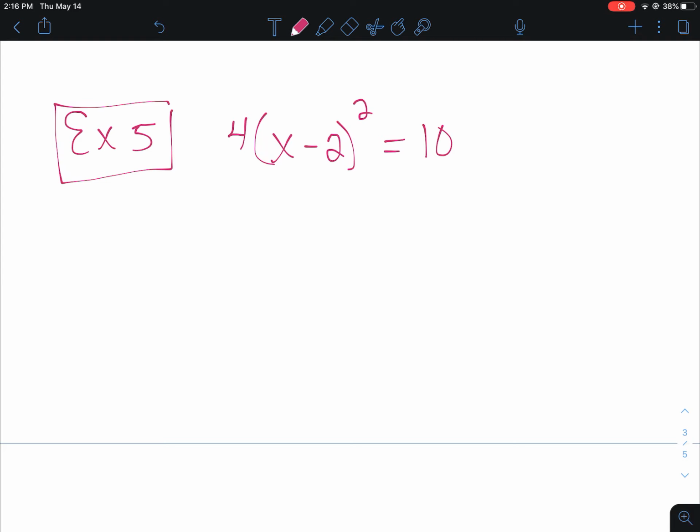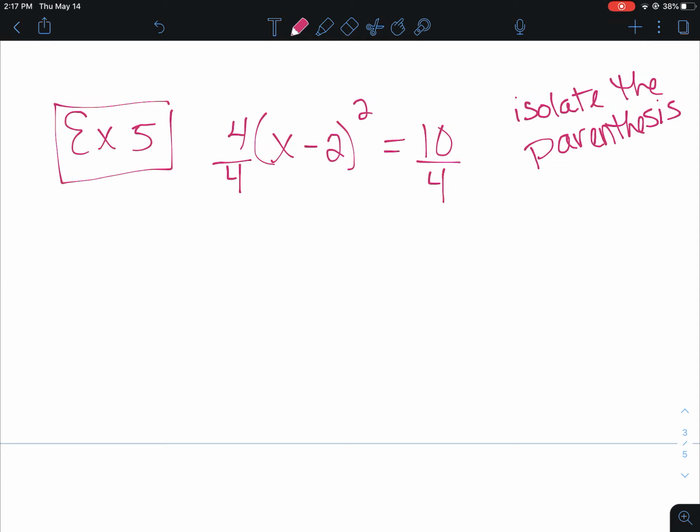So let's work on isolating the variable. In this case, that means isolate the parentheses, because the variable is inside of the parentheses, and I'm going to have to get rid of those before I can solve for it. So, firstly, the constant is already on the right hand side, so I'm going to leave that there. And I'm going to divide by 4 because I want to get rid of the number in front of the parentheses.